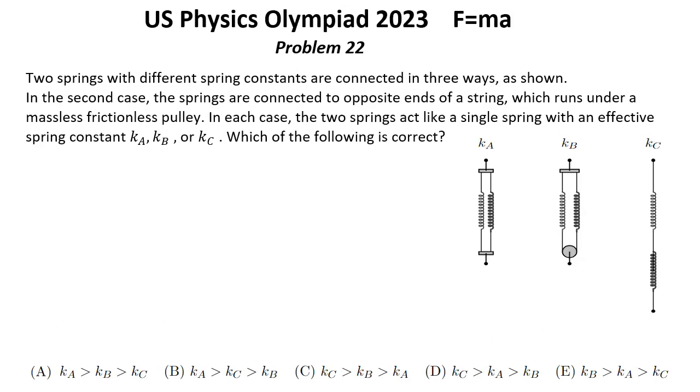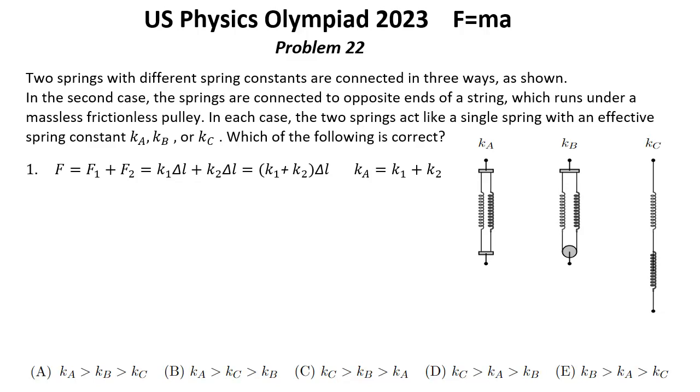Solution for problem number 22. Let the springs have spring constants K1 and K2. In the first case, the forces of the springs simply add. So we have F equal F1 plus F2, which is equal to K1 delta L plus K2 delta L, which is equal to K1 plus K2 times delta L, or effective spring constant Ka equal K1 plus K2.